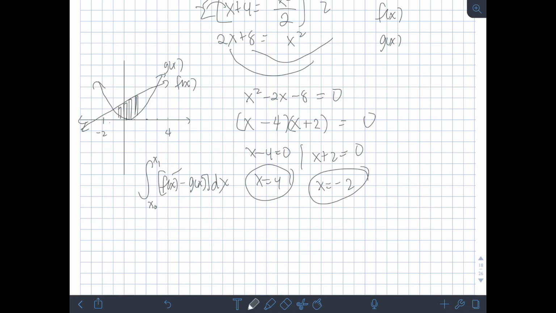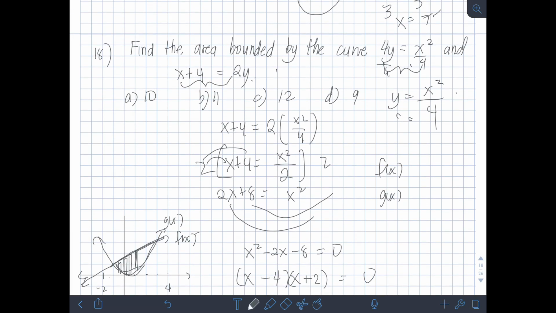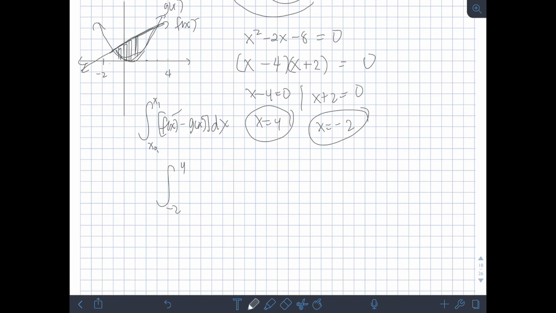So, f of x, the higher function, minus g of x, the lower function, because the line is higher than the parabola. Therefore, we got x0 and x1, which are negative 2 and 4. Then for our f of x, we should solve for y explicitly. So, solve for y, divide by 2. So, y is equal to x plus 4 over 2. That is our f of x.